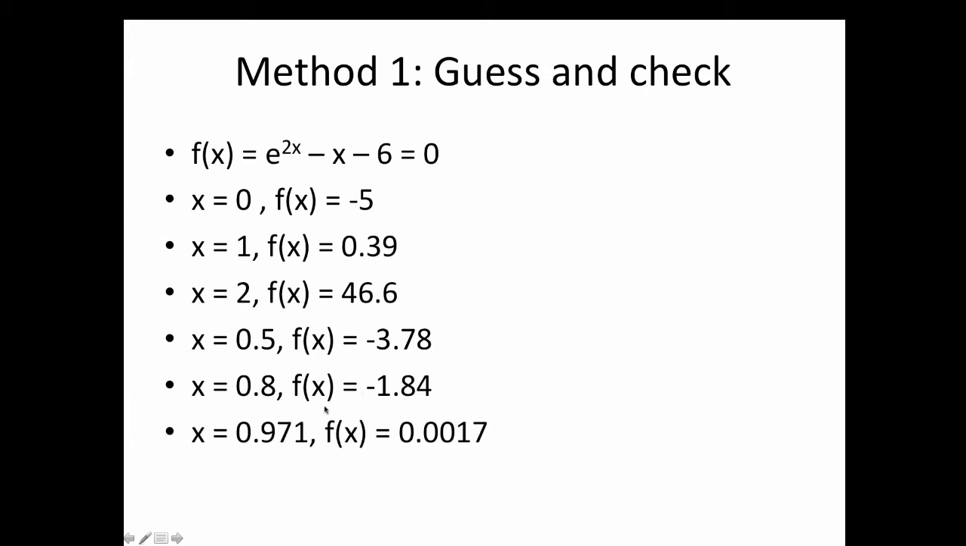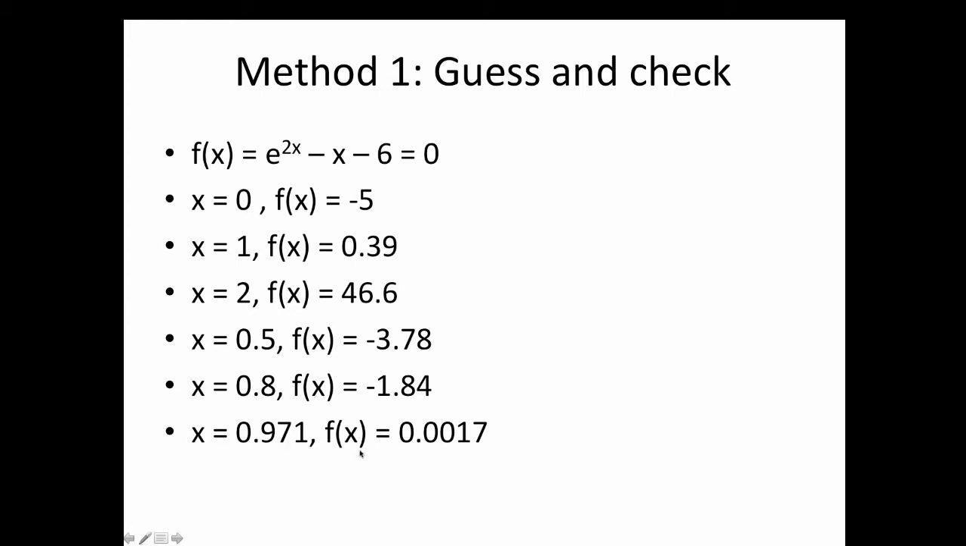It's getting a little closer, but still off. And if I keep just going forth and guessing x values until I get f of x equals 0, I might get something like this, where x is 0.71 and f of x is 0.0017. And at that point I say, well, this is good enough. This is close enough to 0 that I think that x is approximately or is equal to 0.971.